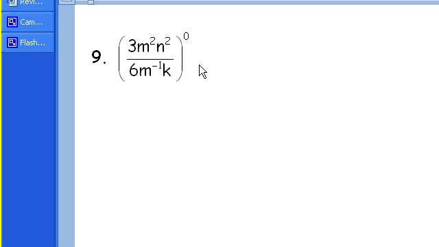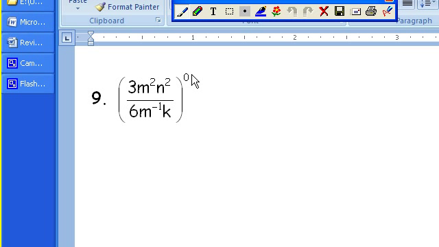Anything raised to the 0 power is 1. We derived that in class. We know why that's true. If you want a more in-depth elaboration on that rule, I can supply you with one, but suffice it to say, anything to the 0 power is 1, therefore anything inside of this parentheses is being impacted by the 0 power, therefore the answer to number 9 is 1.